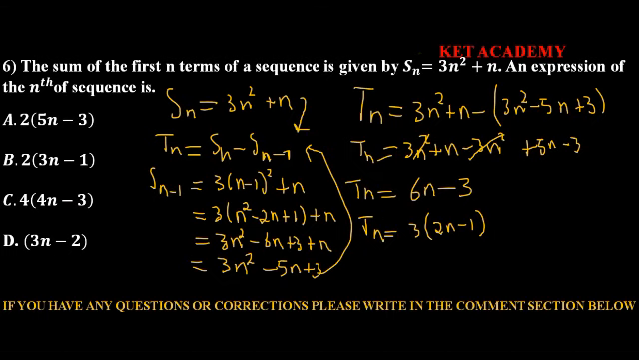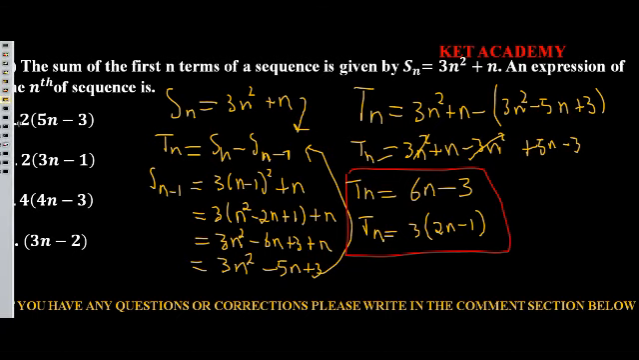This is our correct answer. So the option is not there, so definitely option E. Option E was supposed to be 3 into 2n minus 1.